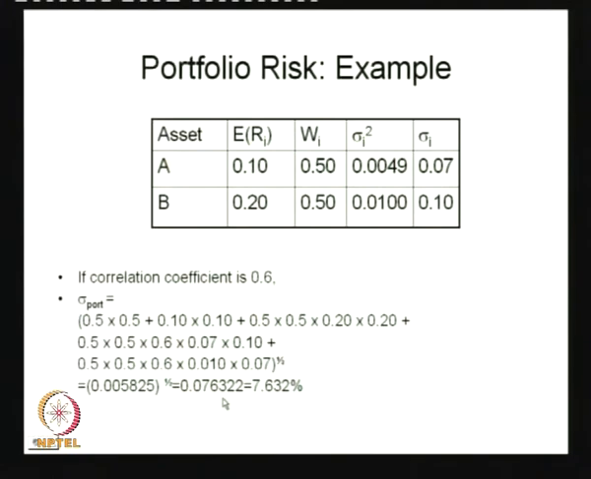Then if you look at this particular example, we have the assets called A and B, where asset A has a 10% expected return, and a 20% expected return is there in asset B, and the weights attached to these two stocks are 0.50 and 0.50, a 50% weight each, and the variances are 0.0049 and 0.0100. Then we go to find out the standard deviations, 0.07 and 0.10.